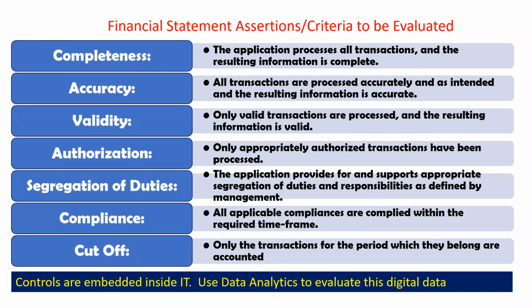Now, for example, if you're doing a financial statement audit, these are the 7 types of assertions. You may like to look at completeness of the data. I'll show you a simple example a little later using data analytics software. You'd like to look at accuracy of the data, the validity of the data, or you'd like to look at authorization, segregation of duties, compliance or cutoff. All these are key concepts of financial statement assertions. And all these can be performed on the digital data.